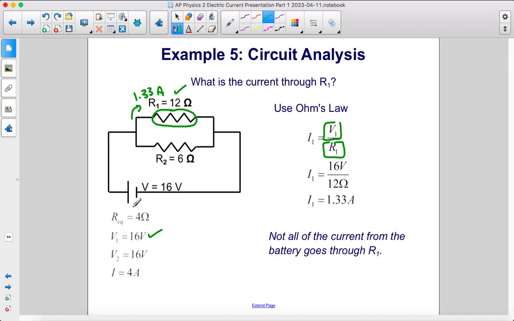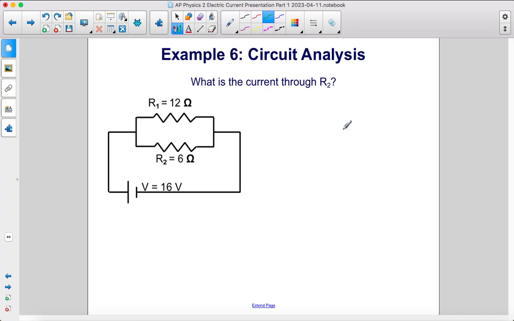So note, not all of the current is going to go through R1. The current's going to come around here, some of it will go that way, the rest of it will go that way. What is the current through R2?